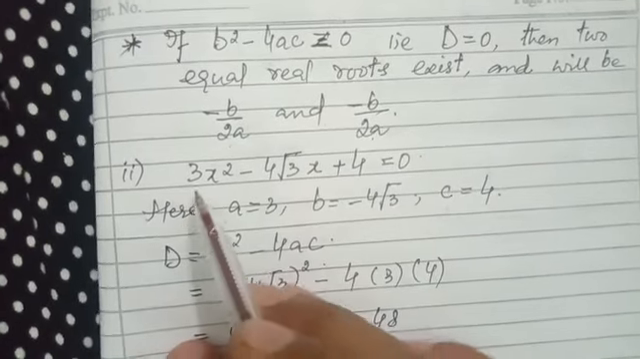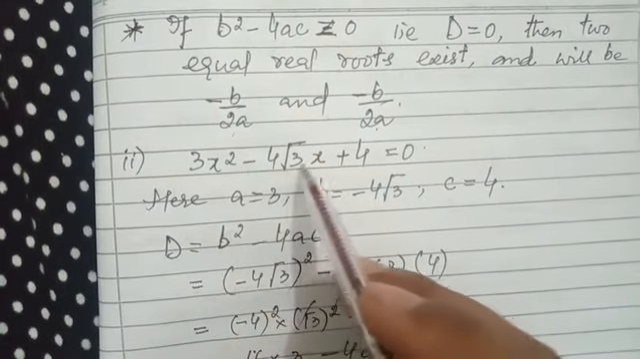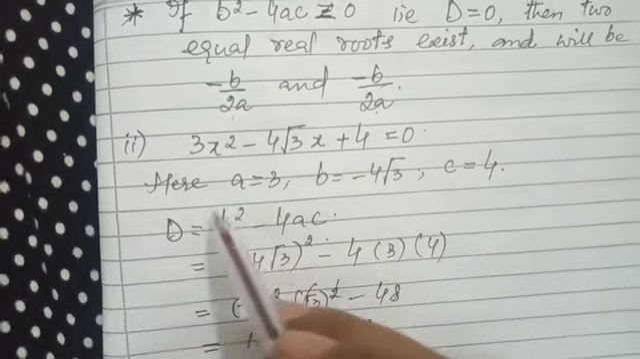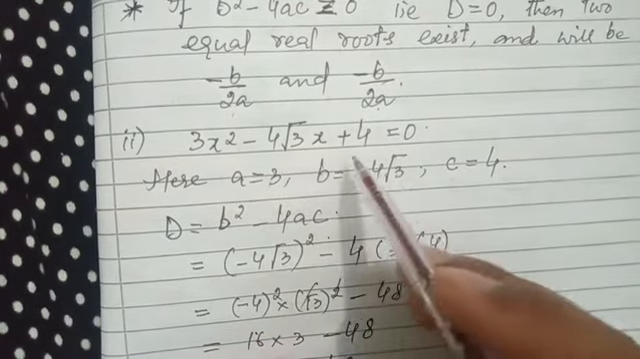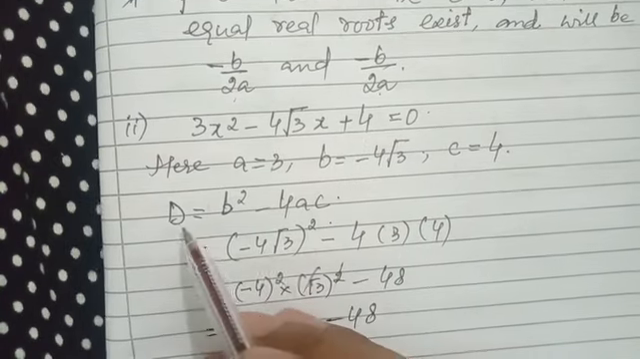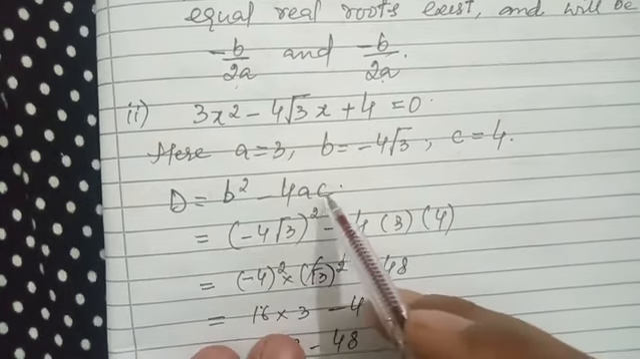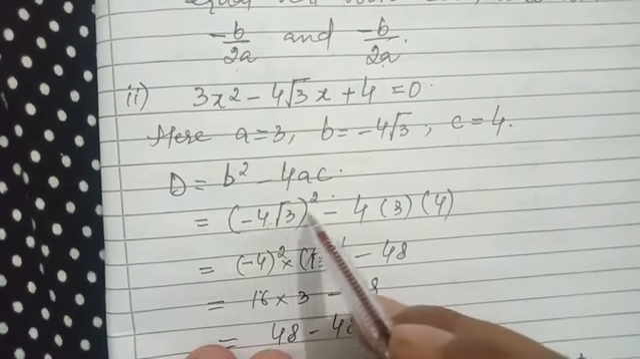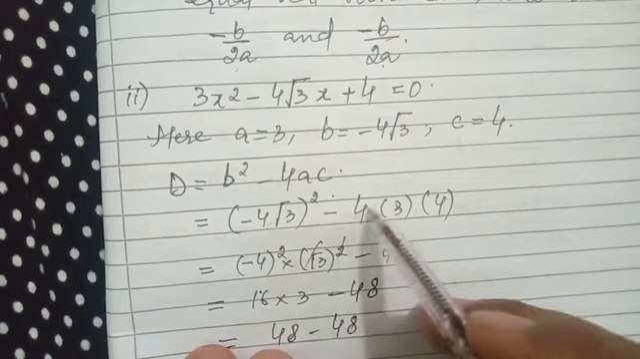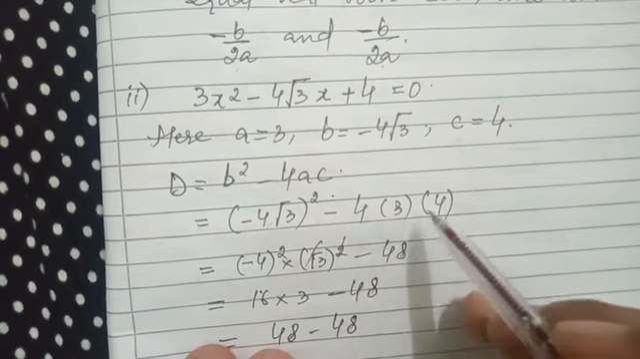Now look at this second part, it's 3x square minus 4 root 3x plus 4 equal to 0. Here a is the 3, b is minus 4 under root 3, and c is plus 4. So discriminant is given by b square minus 4ac. So in place of b I will place minus 4 under root 3 whole square, minus 4 is here, a is the 3, c is the 4.